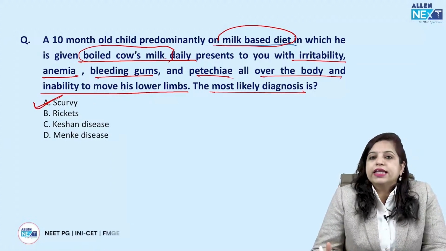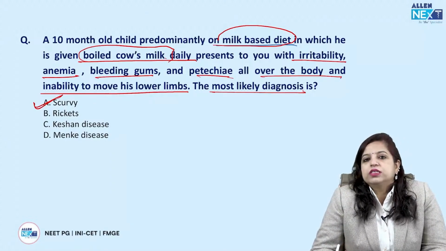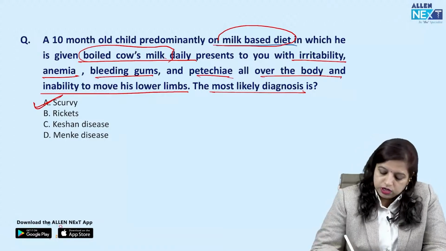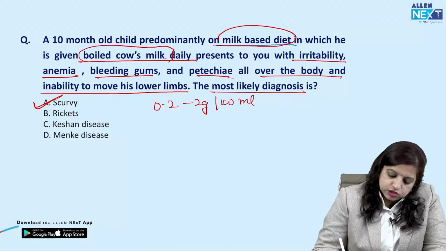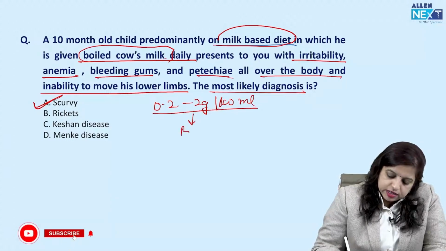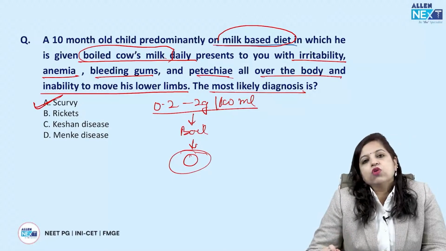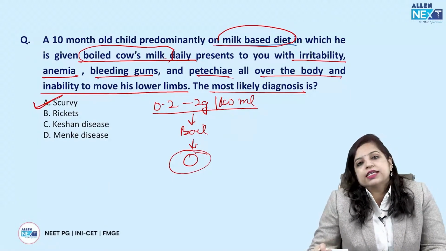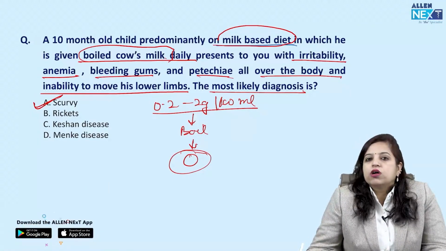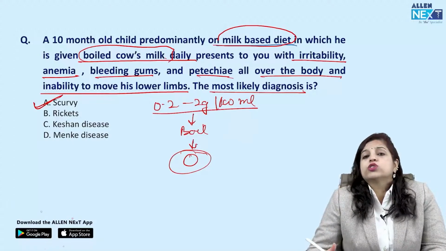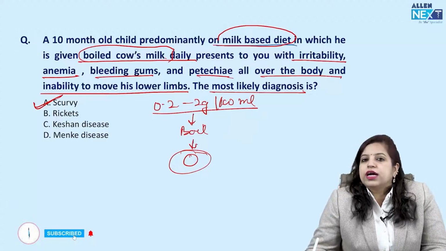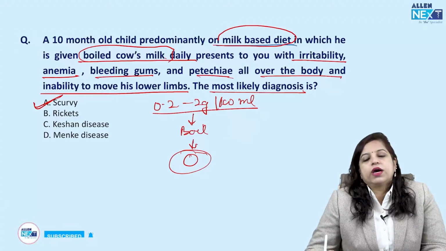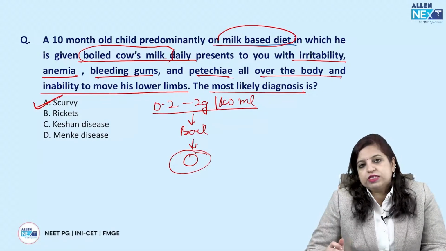You should know, anyways, the cow's milk vitamin C content is almost negligible, around 0.2 to 2 gram per 100 ml. Imagine. And when we boil it, this milk's vitamin C content becomes a big fat 0, because vitamin C is a heat sensitive vitamin. Anyways, boiled cow's milk has no vitamin C, and the child is not being given anything other than boiled milk. So that is why he is prone to develop vitamin C deficiency.